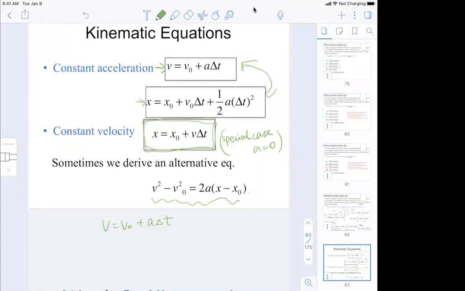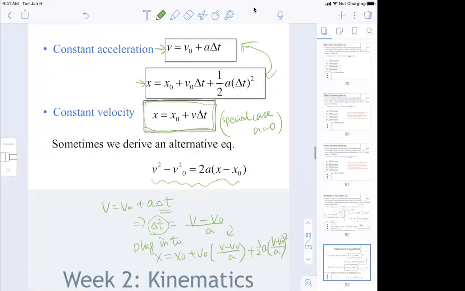Okay, so I want to get rid of the t. So I'm going to represent t using the other variables, this v minus v naught over a. And I plug that into the second equation. So whenever you have t, you replace it with this. And you simplify it.